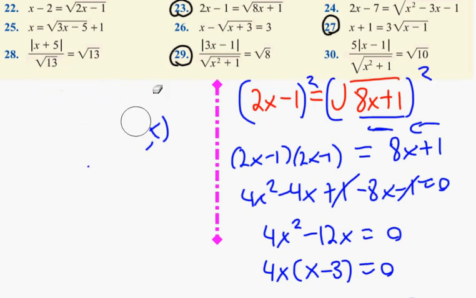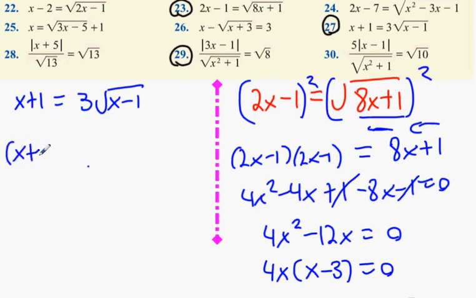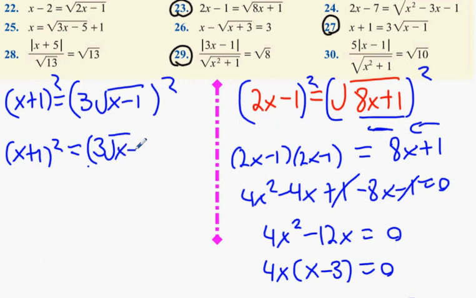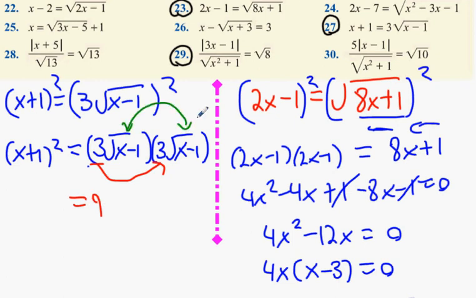What we're going to do for question 27 is we're going to have x plus 1, and that will equal 3 bracket x minus 1. When we square both sides, it's technically this. It's x plus 1 squared, and it's going to be all of this squared. All of that squared is 3 root x minus 1 squared. Yeah? What I'm going to do is use the 3 against the 3 to get the 9. I'm then going to multiply root x minus 1 by root x minus 1, which is going to get me x minus 1.